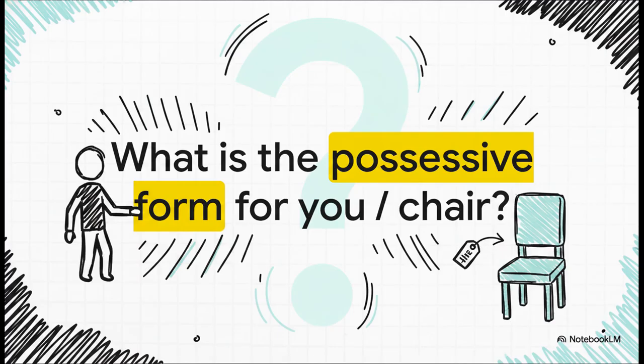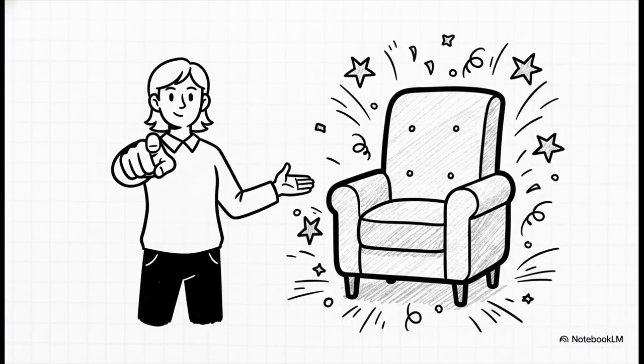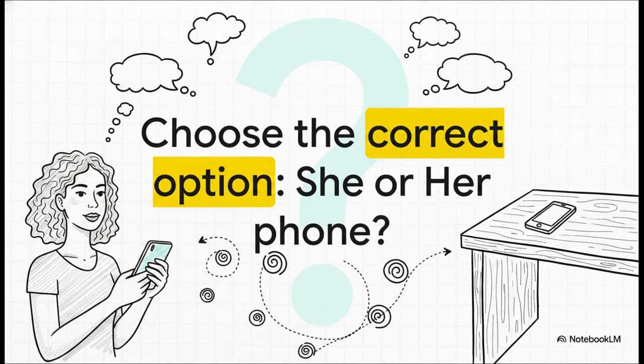We've got the subject you and the object chair. Think back to that chart we just looked at. How do we show that the chair belongs to you? Go ahead, say it out loud. If you said your chair, yes, nailed it. You transforms right into the possessive adjective your. Great start. Okay, let's twist it a little bit for exercise 2.